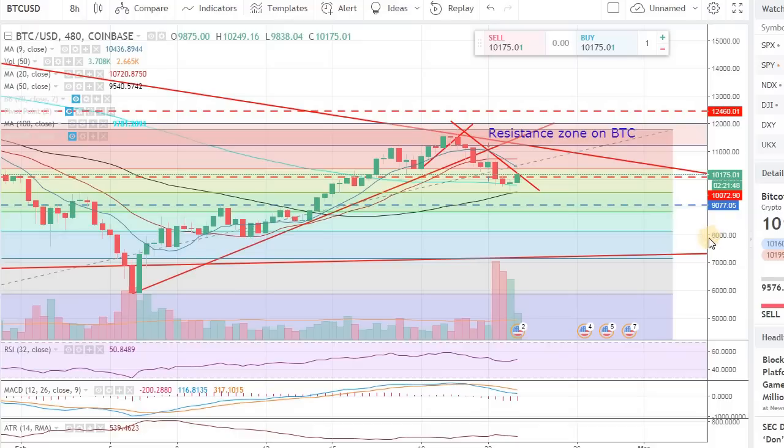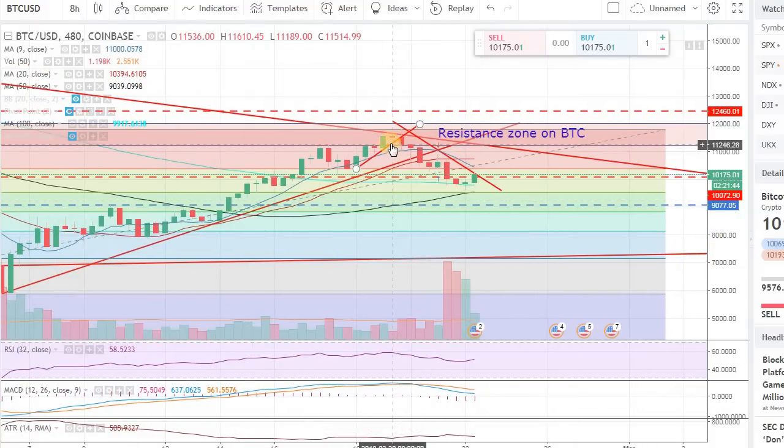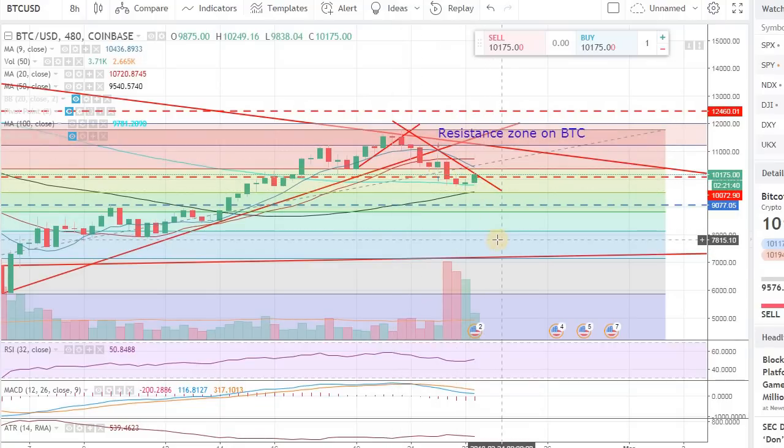Okay, so let me zoom in a little bit. Right now we are sitting right at 10,175, trying to cross that previous support, which is now a resistance, right at 10,080. Okay, and we are trying to get over that.